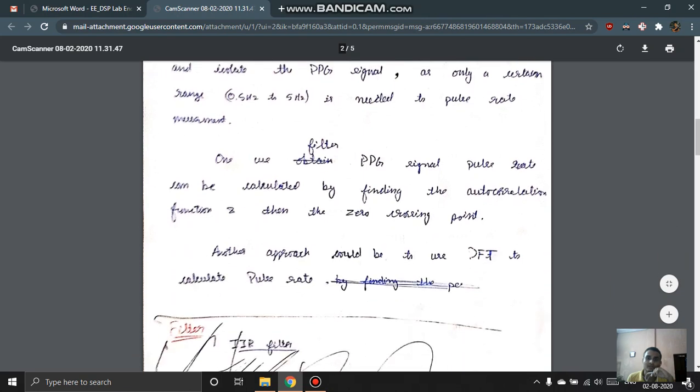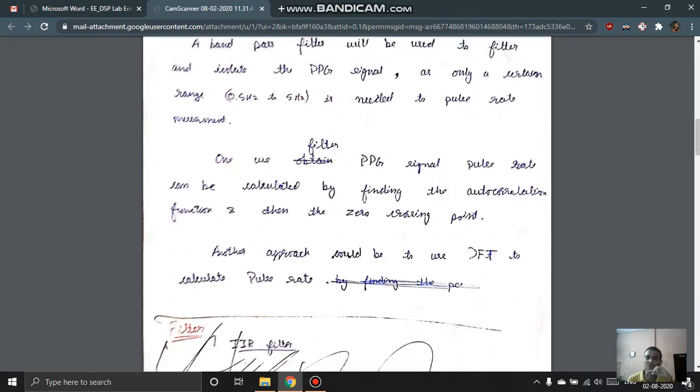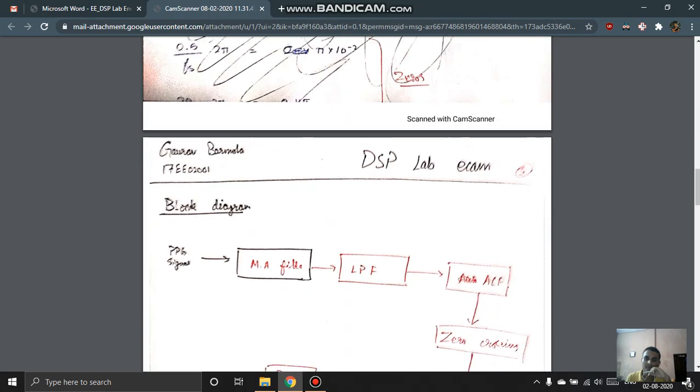Basically we can use two approaches to do this. We can use the autocorrelation function and we can use the DFT. In both ways we have to find the peak frequency. In autocorrelation we find the zero crossing point and then the peak frequency, and in DFT we also find the peak frequency and then find the pulse rate using that peak frequency.